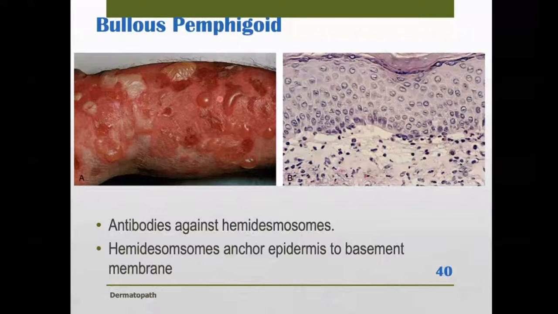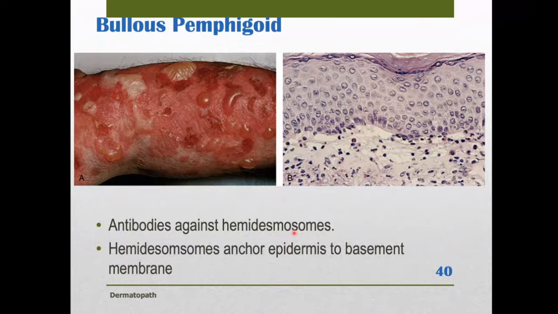You see that clinically it is quite different from the pemphigus vulgaris that we saw in the previous slides. You see bullae, which are filled with fluid, some are whitish, as if they contain pus, others are reddish. So here the problem is that there is a lesion against hemidesmosomes.